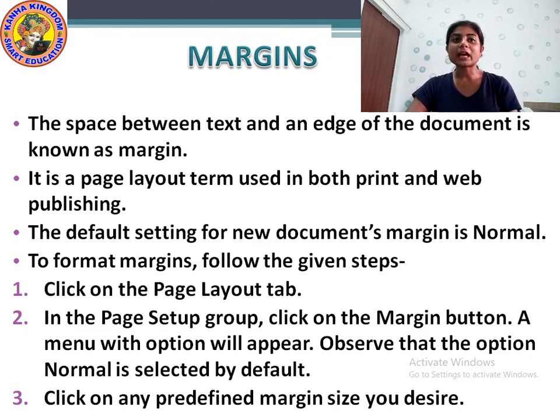Then a menu with options will appear. Observe that the option Normal is selected by default. Menu means a list with options will appear, where you have to see and select the Normal default option.